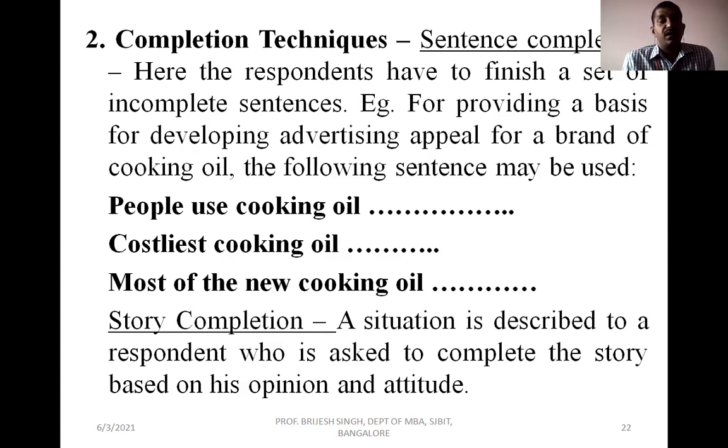Let us take an example, you can present it like this: People use cooking oil, so they have to write which one it is. Costliest cooking oil, most of the new cooking oil. The people just have to complete the sentence here. Then you can also have story completion, where a situation is described to a respondent, and they are asked to complete the story based on their opinions and attitude.